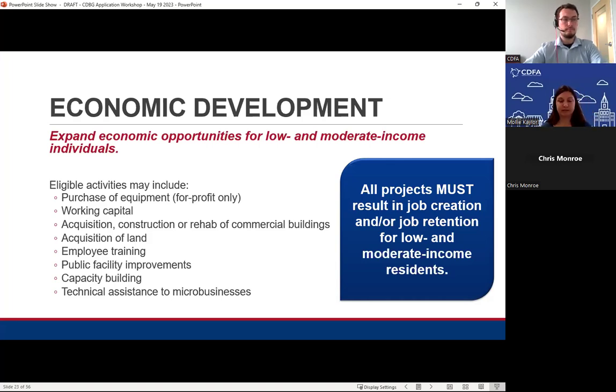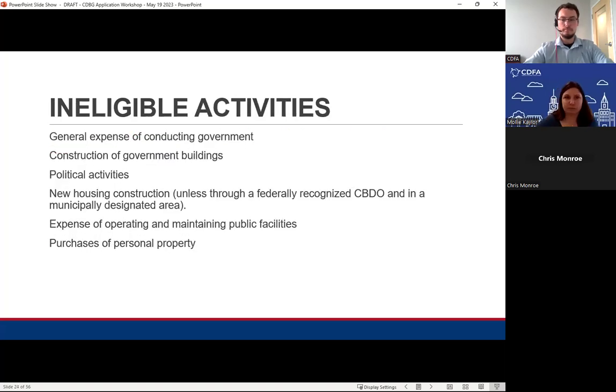In the last slide in this section, we just talk a little bit about ineligible activities. So there are some activities that are specified in the regulations as ineligible for CDBG funding. These include the general expense of conducting government. So unfortunately, if you have aging town offices in your municipality, and you were hoping to use CDBG funds to help renovate that space, that would not be allowable, because those offices are used for conducting the general expense of conducting government. So that would be ineligible under CDBG.